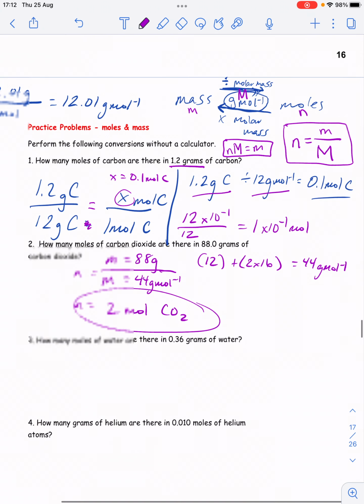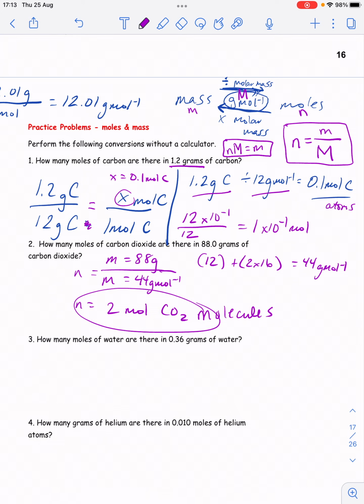So that's a way of talking about how many particles of CO2 I have. I have 2 moles of CO2, and so it might say I have 2 moles of CO2 molecules, because that's the kind of particle CO2 is. It's made of nonmetals, so I know it's covalent, and it's a small molecular formula. In the previous one, I could have said I have 0.1 moles of carbon atoms. Carbon is an element, so it's made of those little carbon atoms.